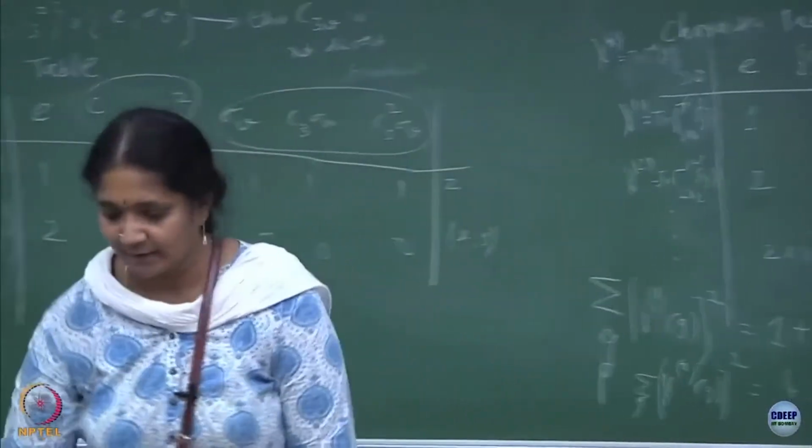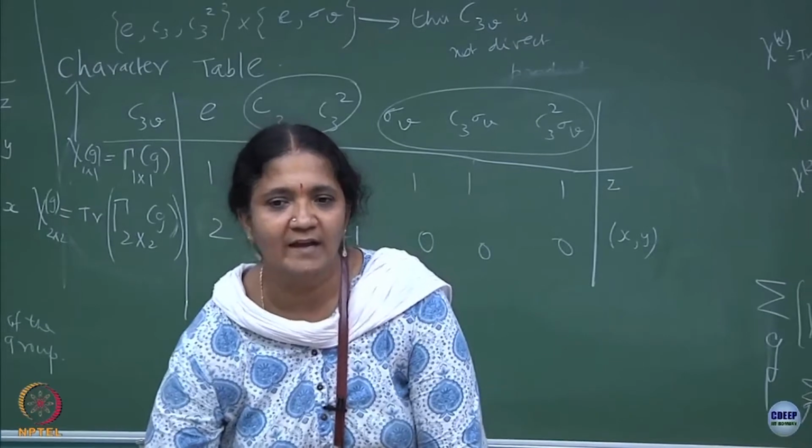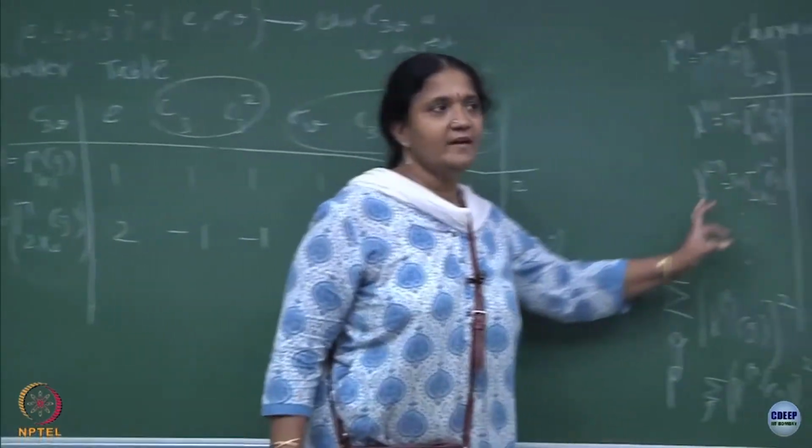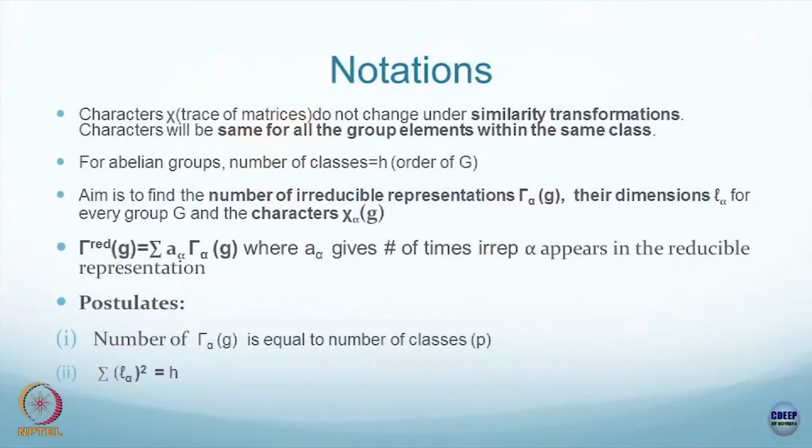Okay. So the aim is to find this list of irreducible representations, this column, and we also need to know the irreducible representation dimension, which I call L alpha. L1 is 1 here, L2 is 2 here, it is a 2 cross 2 matrix. We need to find what are the dimensions of those irreducible matrix representations and the corresponding characters. Okay. So these are the things which we need to determine, then only the character table will become complete.